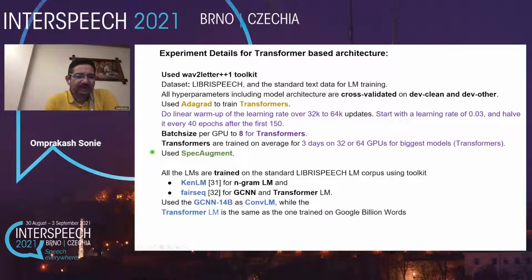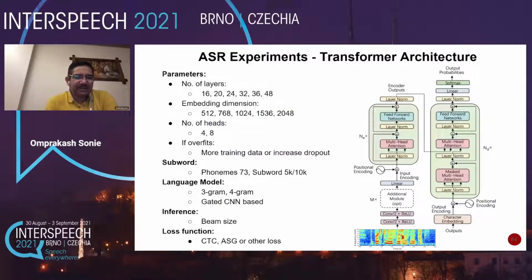SpecAugment has become like the default for all the augmentation methods. And then here we use two language models. This is the KenLM n-gram language model, and then FAIR's GCNN and the transformer language model. In case of GCNN, 14 billion words were part of it, and in case of the transformer LM, Google Billion Words were part of this particular language model. So this is the experimental setup.